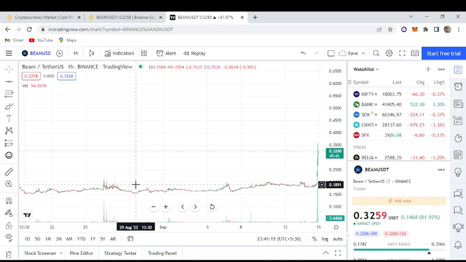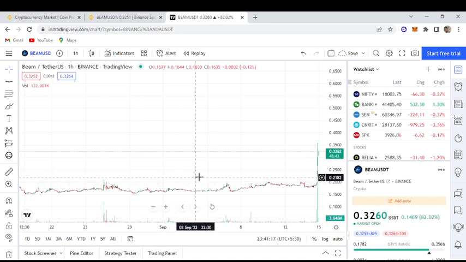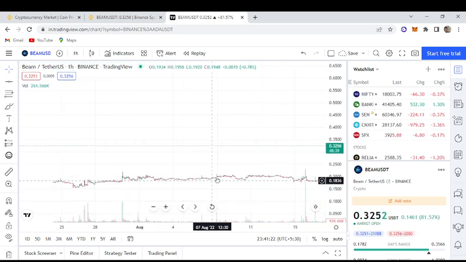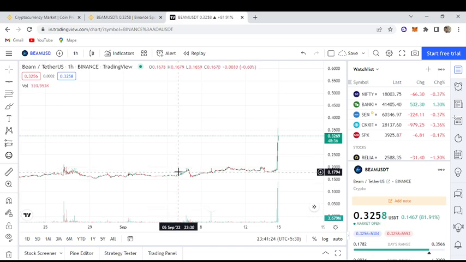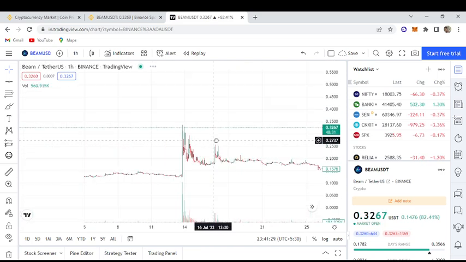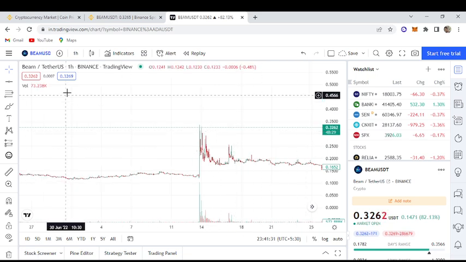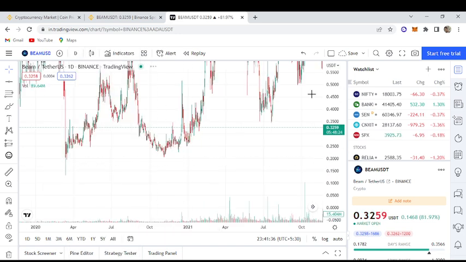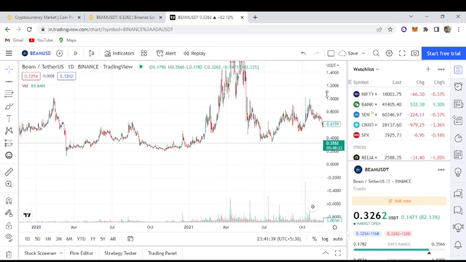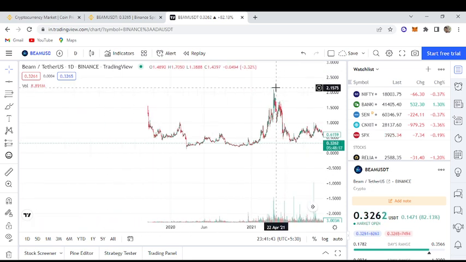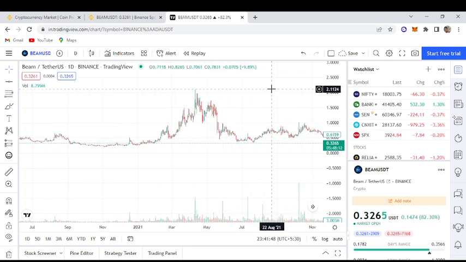So this coin was moving just sideways all the time. They were able to hold the $0.1 and suddenly just pumped up and went to $0.3, which is huge. Okay, that's not their highest high. I saw that in the daily chart. They reached so high. There you go. Their highest high is $2.1. That's pretty huge. $2.1. Wow, that's impressive.